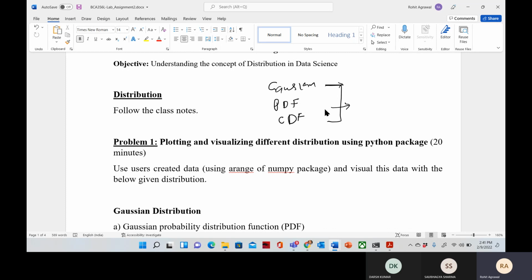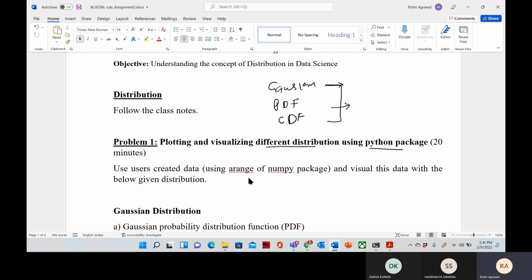So in today's lab, we will see how our data is visualized. In the class, we just see the theoretical part. Now we will see how these things are visualized. So first, I am discussing plotting and visualizing of different distributions using Python package.